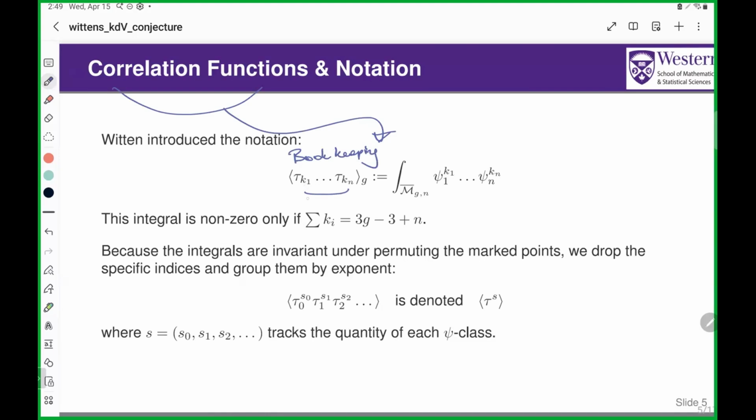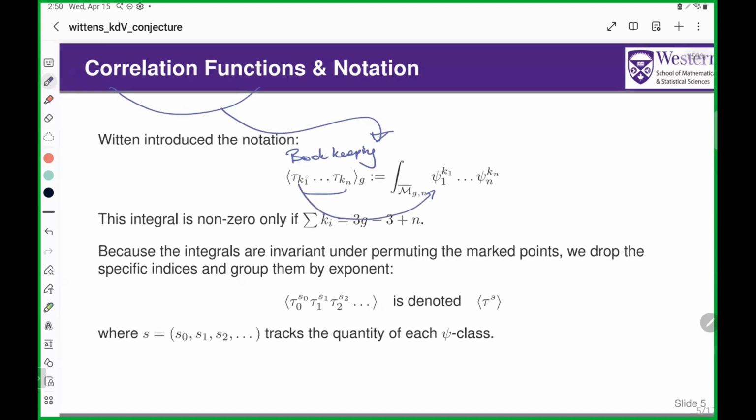Each of these taus represents a marked point. Well, it represents a psi class for one of the marked points. So this one represents the first psi class. This index here is not telling you which marked point it is. It's telling you which power you're raising the psi class to. The reason why we swap to this notation is because it doesn't matter which marked point you're using. They're essentially indistinguishable. And so this notation just keeps track of how many marks you're putting into your correlation function, and to what power you are raising each of their Chern classes.